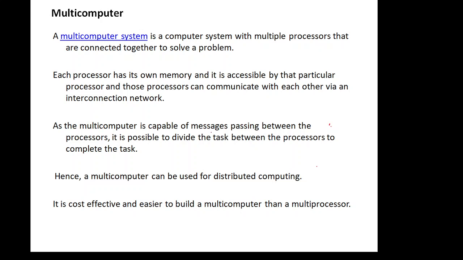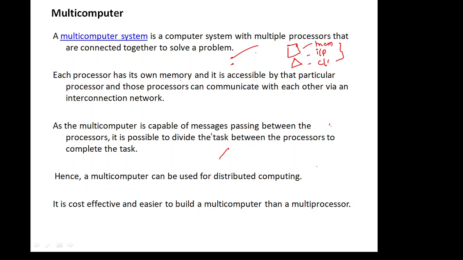A multi-computer is a computer system with multiple processors that are connected together to solve a problem. They are not sharing anything. When we are talking regarding a computer, it is going to have its own memory, its own input and output devices, its own control units. Everything is going to be separate for each and every computer. They are not going to share anything.